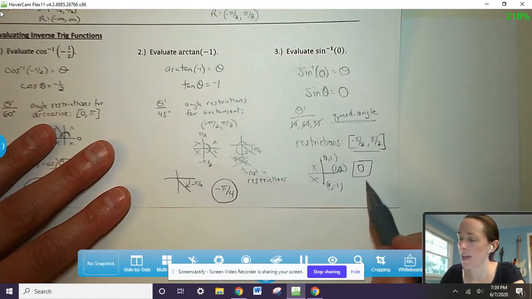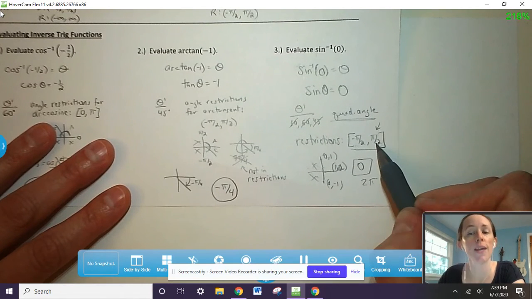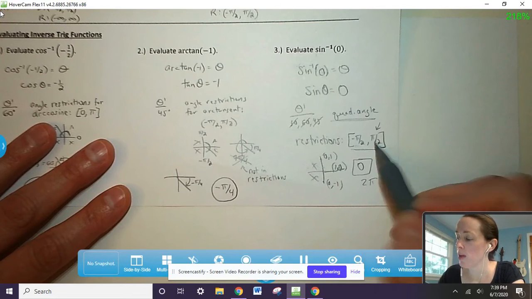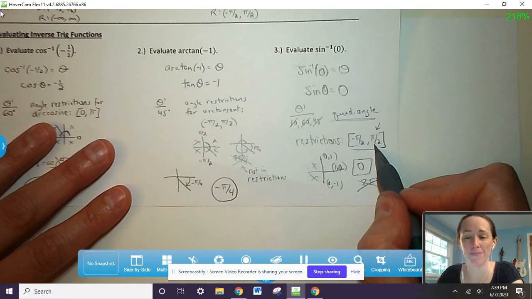You can't call that angle 2 pi, because 2 pi would be bigger than pi over 2. The largest angle you're allowed to use is pi over 2. But you can call it 0 because 0 is between negative pi over 2 and positive pi over 2.